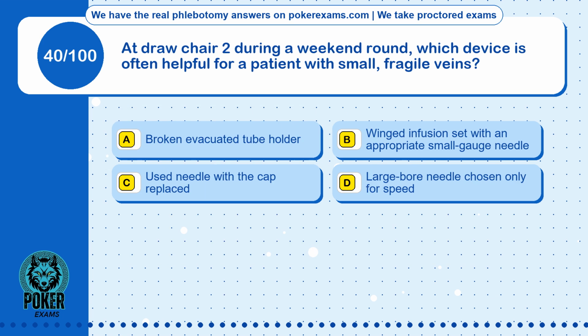Question 40. At draw chair 2 during a weekend round, which device is often helpful for a patient with small, fragile veins? Option A, broken evacuated tube holder. Option B, winged infusion set with an appropriate small gauge needle. Option C, used needle with the cap replaced. Option D, large bore needle chosen only for speed.